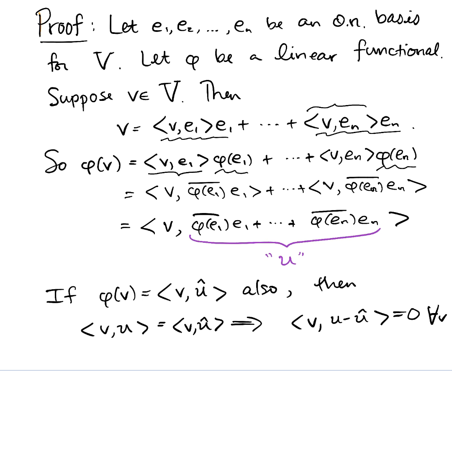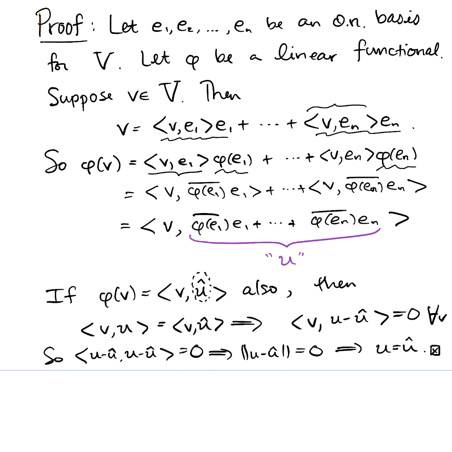And in particular, if little v were equal to U minus U hat, we would have U minus U hat inner product with U minus U hat equal to 0, which would imply the norm of U minus U hat is 0, which would imply U is equal to U hat. So that secondary vector that we hypothesized might also do the same trick, that U hat's an imposter. U hat is U.